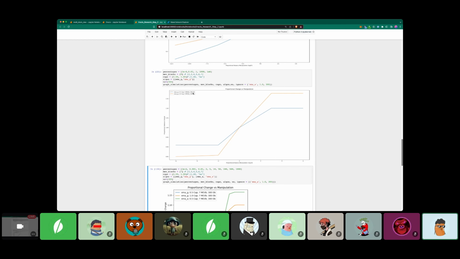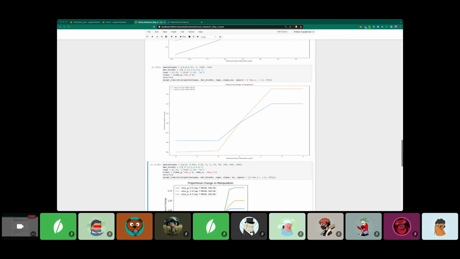I have a couple questions. The first question is, with these graphs here, do you know the alpha parameter we use for these? Or I guess, would the alpha parameter affect, for example, the maximum manipulation given the block?